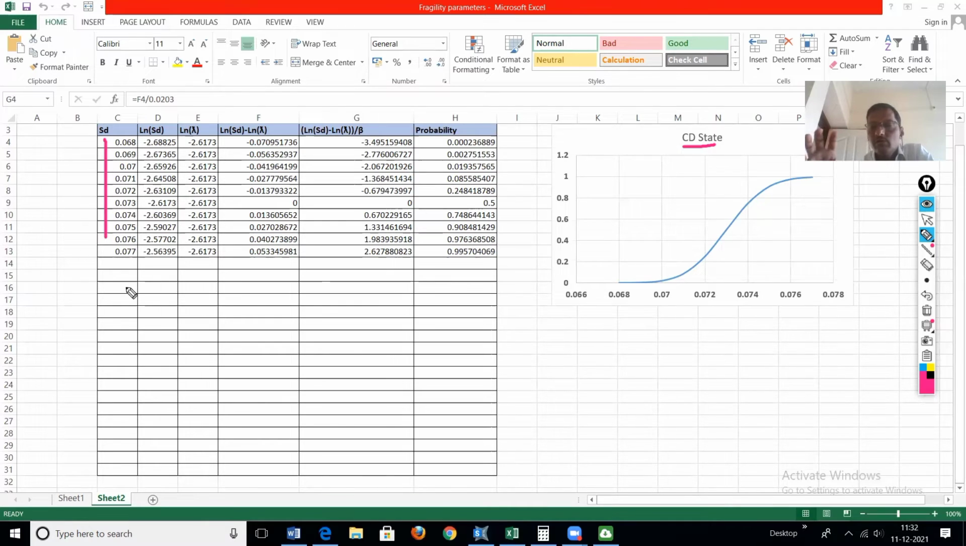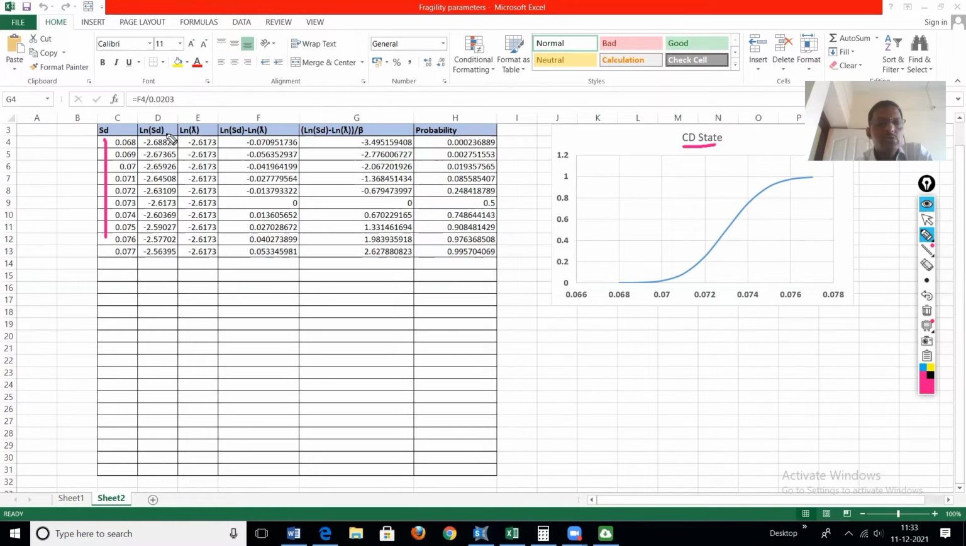So as per your data, decide this particular range. It is flexible as per the range of the values, we can decide this. Then the second column: you just take the natural logarithm of each value. This is there in Excel also. So the second column is the natural logarithm, ln of SD.